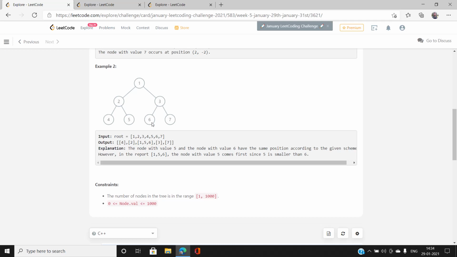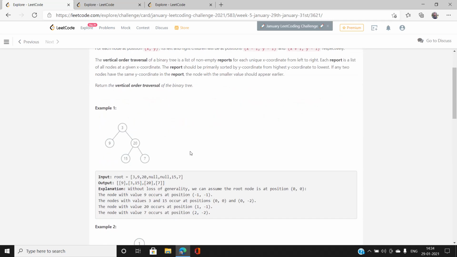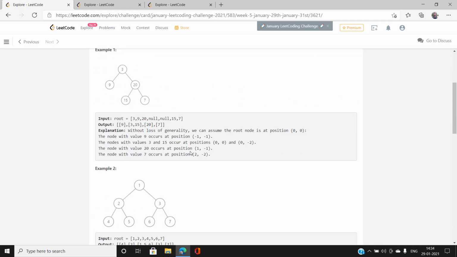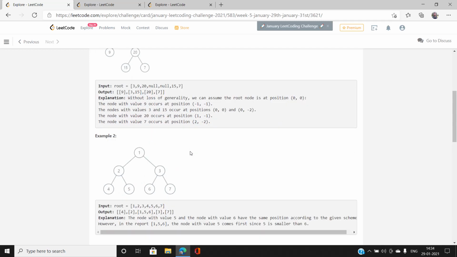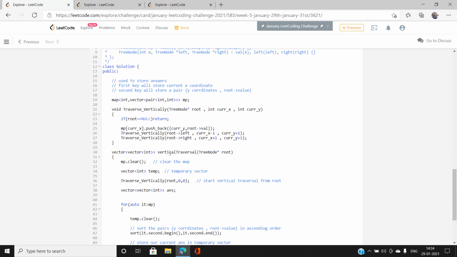So the main logic behind this question is to perform the traversal using a hash table. That is, we are going to do the traversal using a map. So how are we going to do this? Let us move on to the code section.